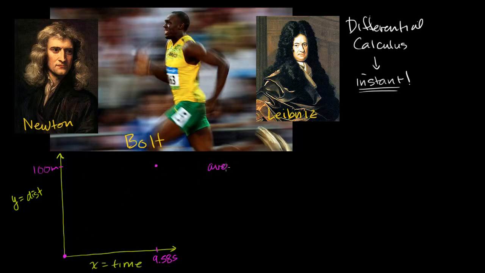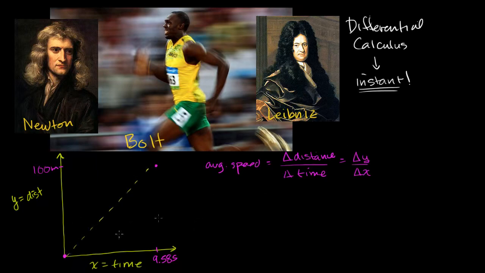His average speed is just going to be his change in distance over his change in time. And using the variables over here, we're saying y is distance, so this is the same thing as change in y over change in x from this point to that point. And this might look somewhat familiar to you from basic algebra. This is the slope between these 2 points. If I have a line that connects these 2 points, this is the slope of that line.